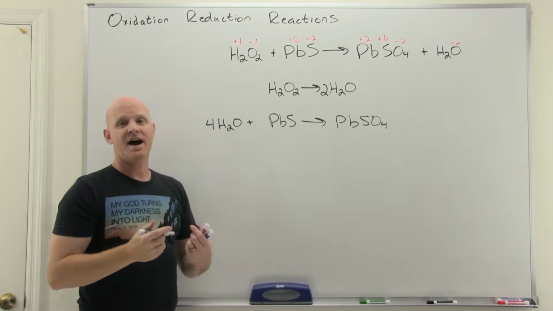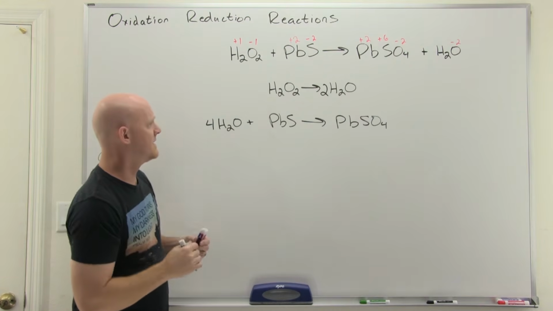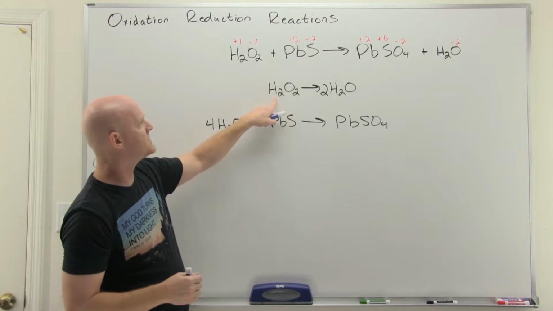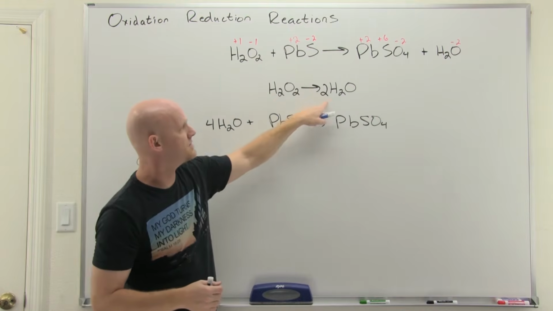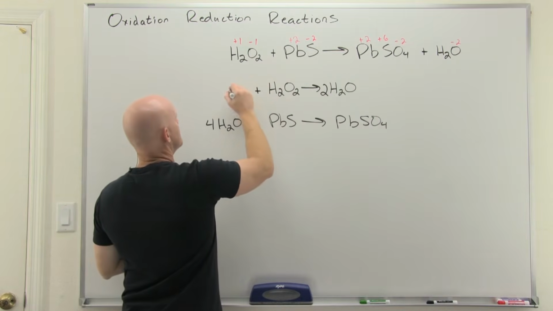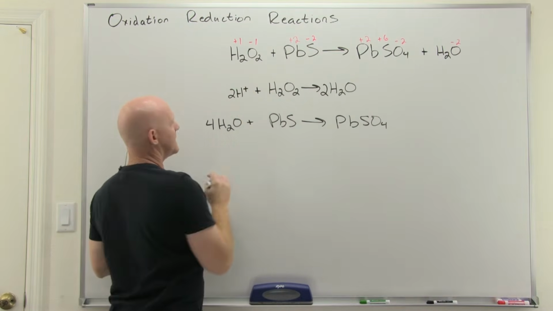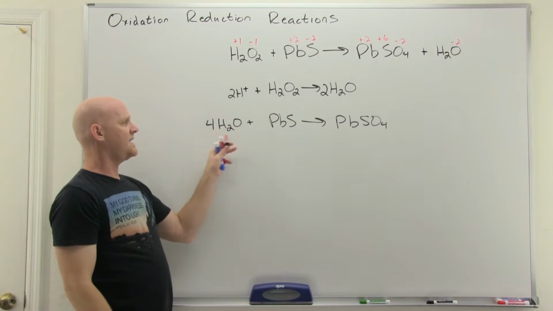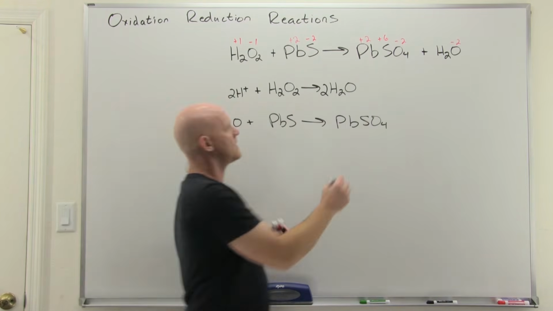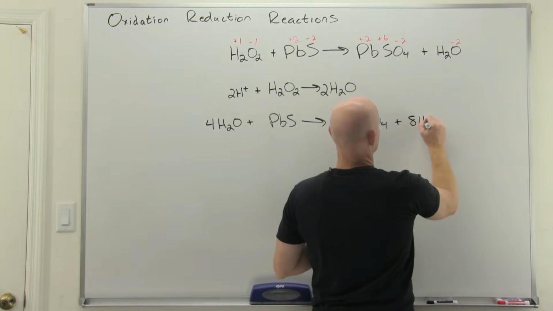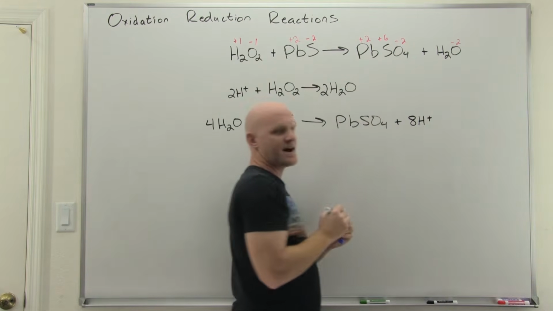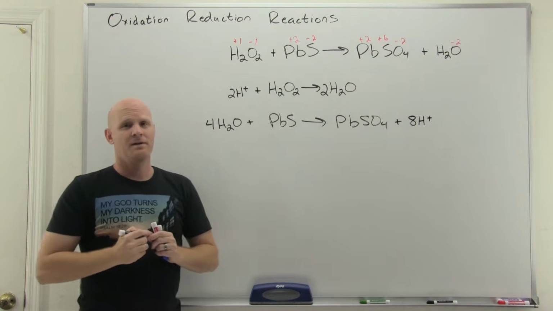And so finally, we'll balance the hydrogens by adding H+ ions. In the first one, we've got 2 hydrogen atoms on the left. We've got 4 of them on the right. So I'm going to need 2 more over here. So I'll add 2 H+. For the second one here, I've got 8 hydrogen atoms on the left. I've got none on the right. So I'm going to need to add 8 hydrogen atoms on the right, 8 H+.